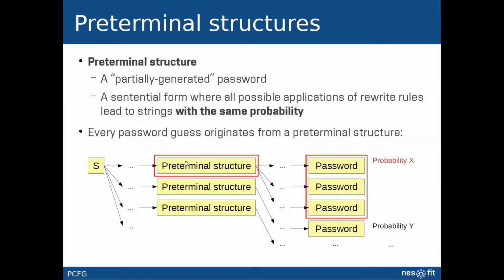So if you get this one, then on this structure you can apply whatever rules are possible, but all the passwords that originate from this preterminal structure will have the same probability value. Yeah, the probability of these 3 passwords is the same. So this is the basic idea. We can use this preterminal structure because we are sure that whatever is created from it, the probability won't change after that. So we can even distribute it.